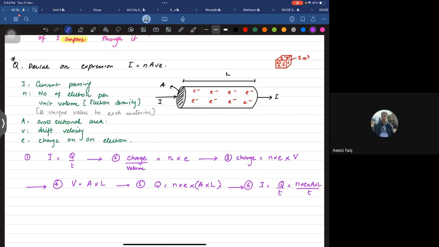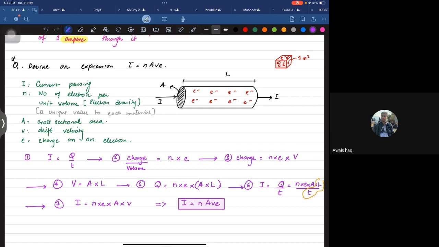All right, if you notice, we have length over time right here, which is just velocity. Then in the 7th step, I equals N times charge, which is E, times A, times length over time, which is V. That makes it the equation that we need: I equals NAVE.